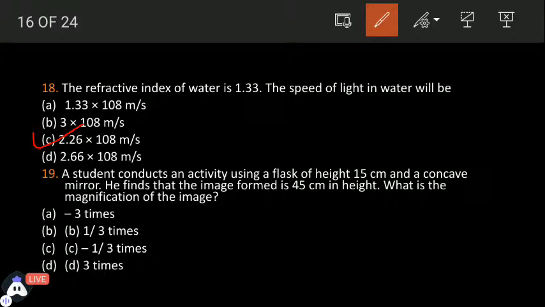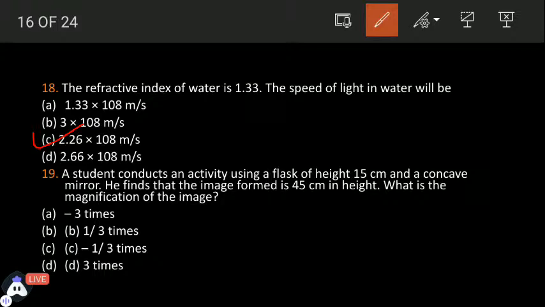The next question. A student conducts an activity using a flask of height 15 centimeter and a concave mirror. He finds that the image formed is 45 centimeter in height. Okay, फ्लास्क की हाइट पहले कितनी थी? 15 सेंटीमीटर. जब इमेज ऑब्जर्व करी तो इमेज हो गई 45 सेंटीमीटर. व्हाट इज द मैग्निफिकेशन ऑफ इमेज? वेरी इजी क्वेश्चन, सिंपली अ ट्विस्टेड वन.